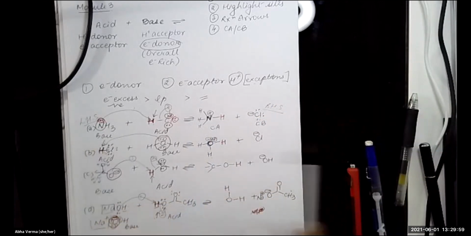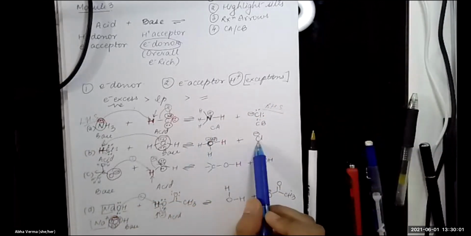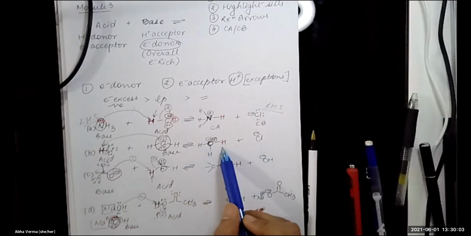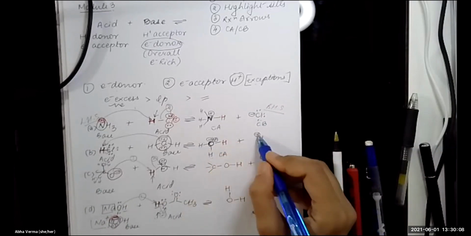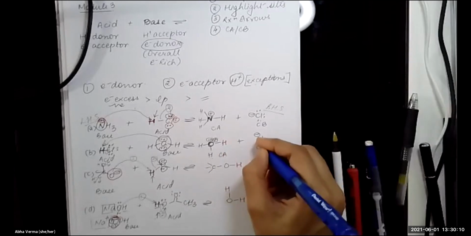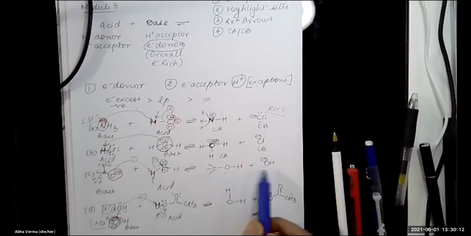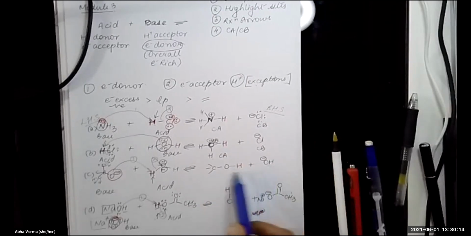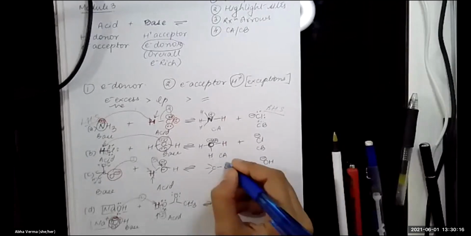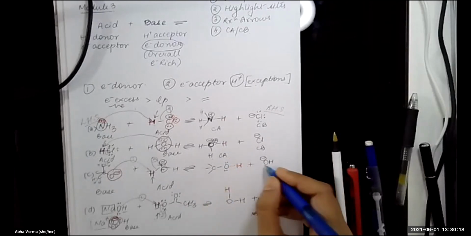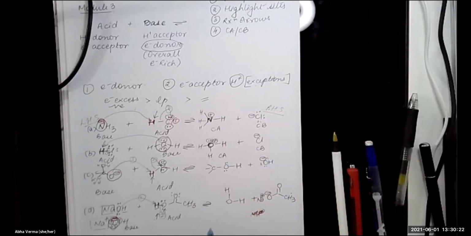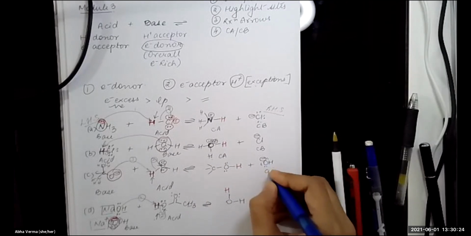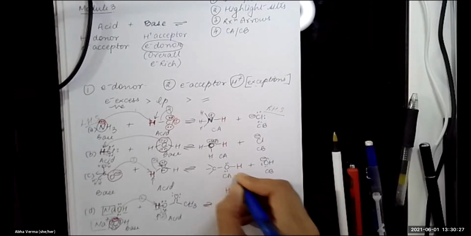Okay, very good. Among these two, this has excess hydrogens or acidic part on it. This is my conjugate acid. This has excess electrons. This is my conjugate base. Among these two, both are oxygens, but this oxygen only has lone pairs. This oxygen has both the lone pairs and the negative charge. So this is going to be my conjugate base. This is going to be my conjugate acid.